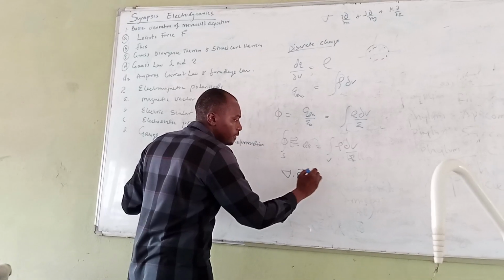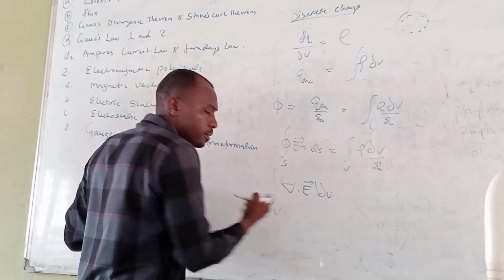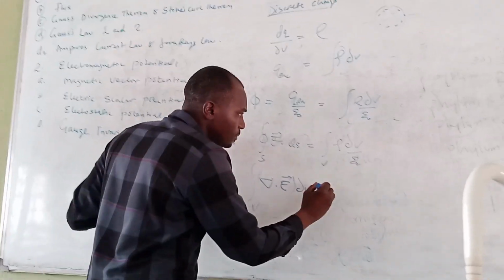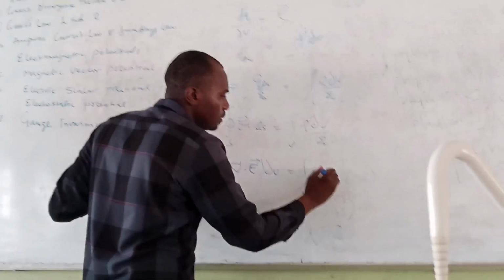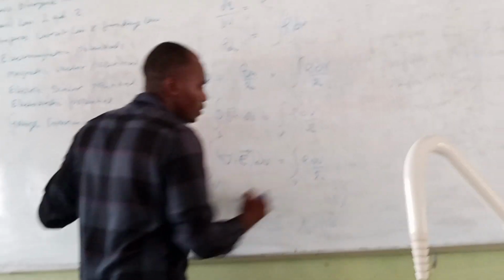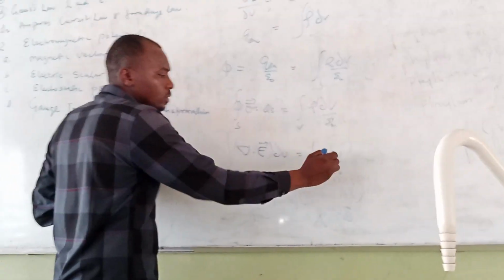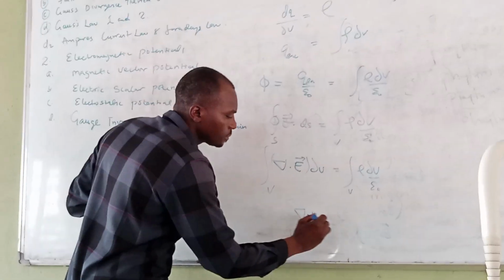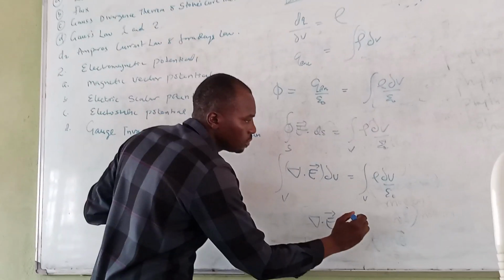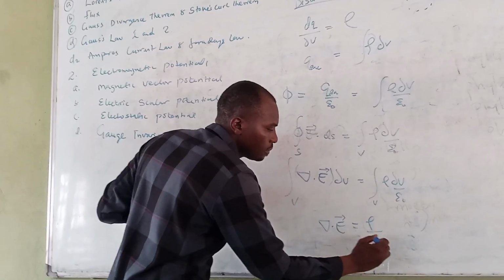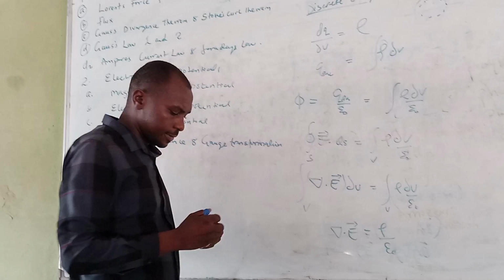E dV into what? V. You remember? And it's the same thing with V dV over epsilon naught. So if you have V here, you have V as the integral, they will cancel out. So you have E is equal to rho all over permittivity of free space.